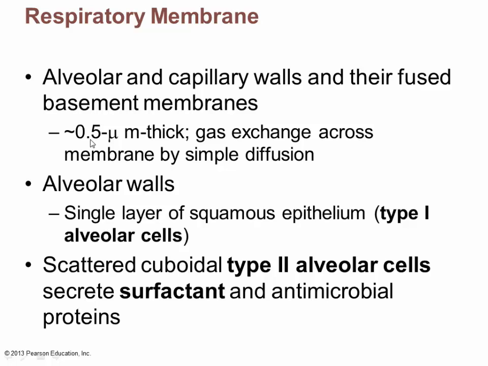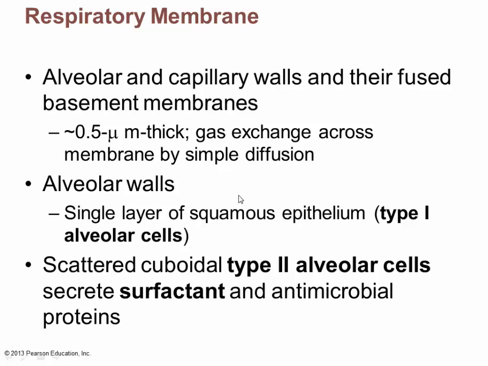So a micrometer is one times 10 to the negative sixth of a meter. Very, very, very thin, and it needs to be thin enough for gases to go across it and diffuse. So gas exchange happens across the membrane by simple diffusion. If you remember simple diffusion, stuff always wants to go from high concentration to low. Oxygen wants to go where there's not as much oxygen. Carbon dioxide wants to go where there's not as much carbon dioxide.